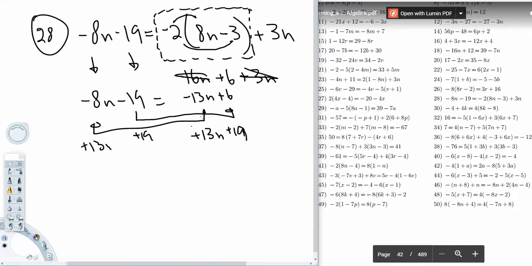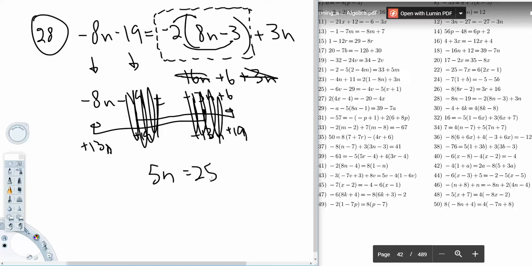So what does that give us? We eliminate this guy, we eliminate this guy, and we're left with minus 8n plus 13n. That gives us 5n. And here we have plus 6 plus 19, that gives us 25. N divided by 5, 25 divided by 5, we get n equals 5. Is that the right answer? Yes, it is. All right, and we continue on the next video.